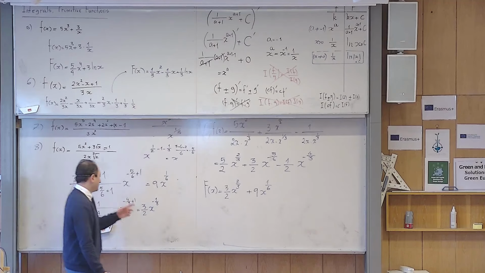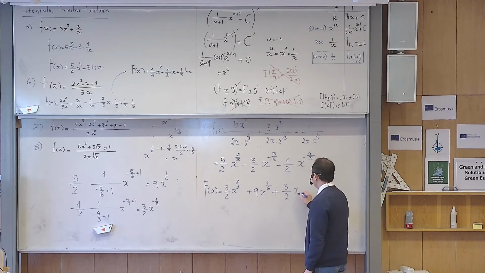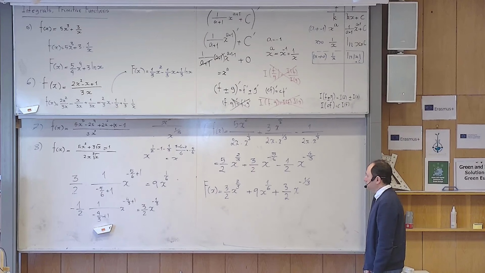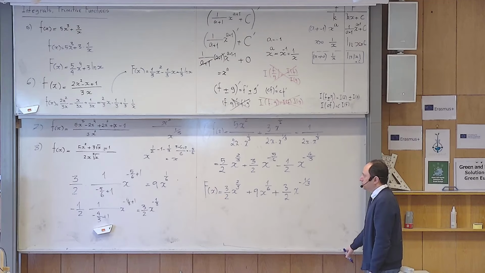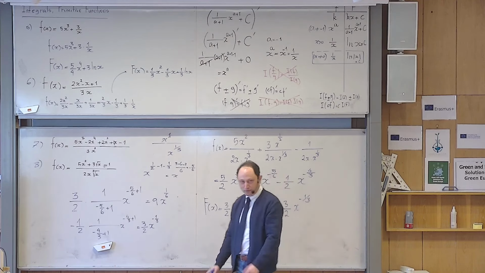So I will write it there. So it becomes plus 3 over 2, x to the power of minus 1 over 3. And that's the final answer. I don't think you will face this level of problem, but don't consider this a hard problem. This is a combination of a lot of problems in one problem.